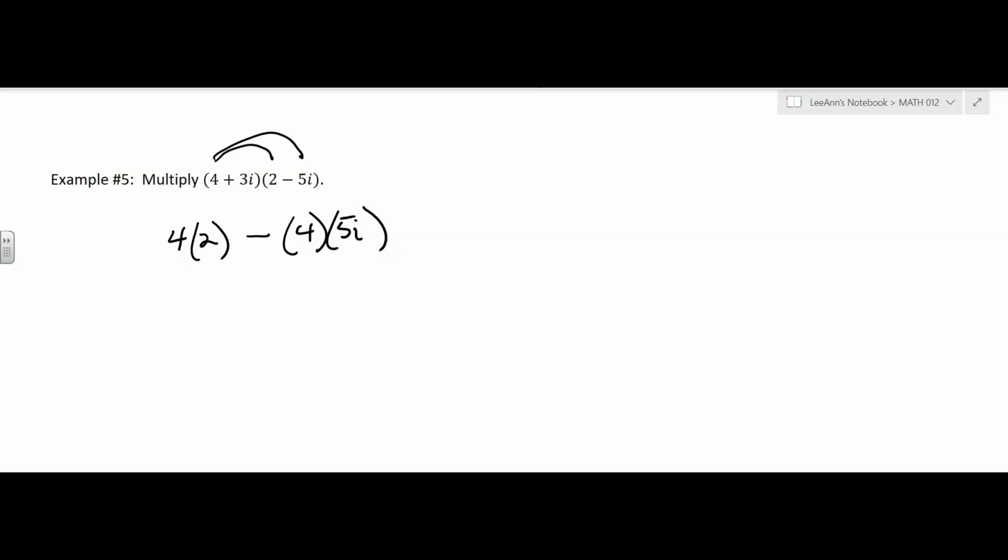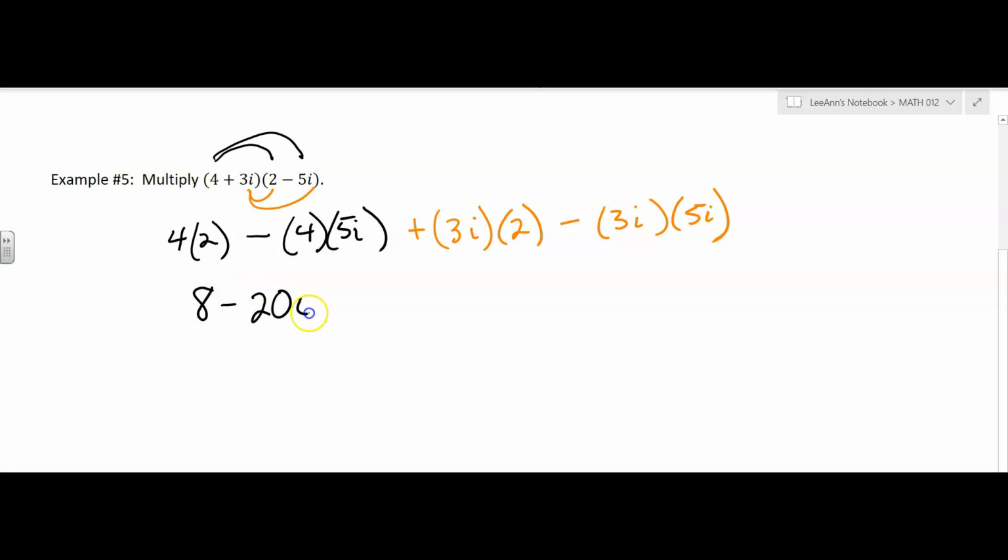And then I'm going to do 3i times 2. And then I'm going to do minus 3i times 5i. Okay, so that's written out. And I probably wouldn't write all that out, but sometimes it's helpful when you're first starting to see what's matching to what. All right, now we're going to get 8 minus 20i, so that might not be too surprising, plus 6i, and then minus 15i squared.